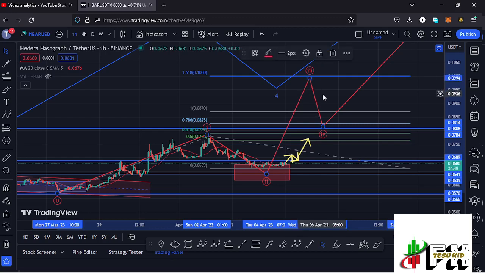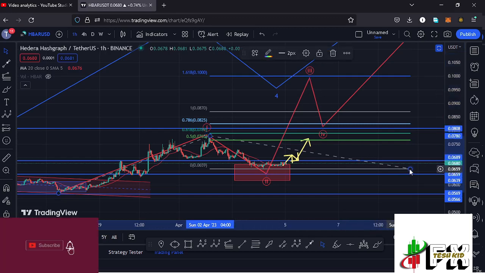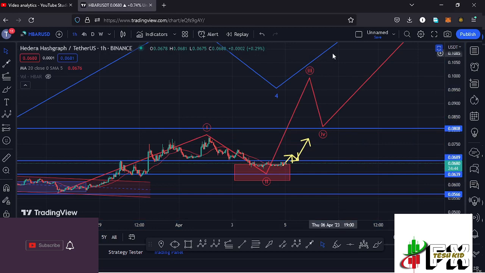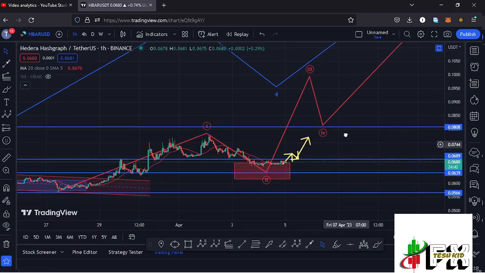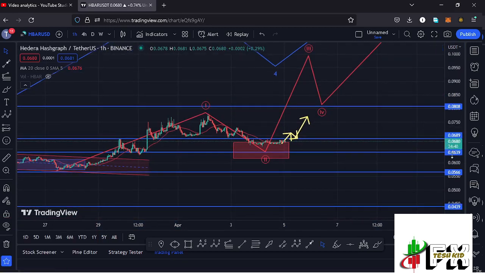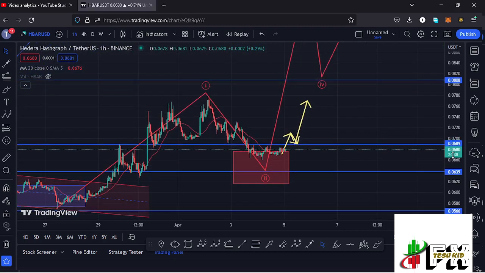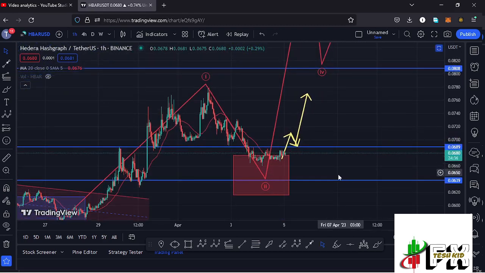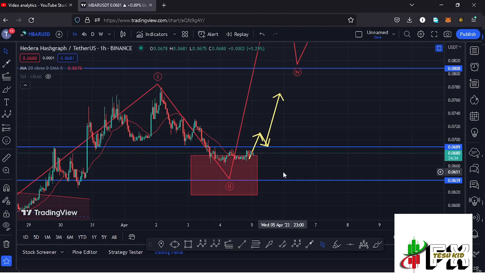But for that move to also play out, there are key moves that we need to continue keeping an eye on, and the first one is a break above our key area of resistance at around the $0.0689 mark. And the moment we manage to break above that, then we can watch out for a successful retest before we can continue gearing up and also see a break above the wave 1 high, which is right here, which lies at around the $0.078 mark.